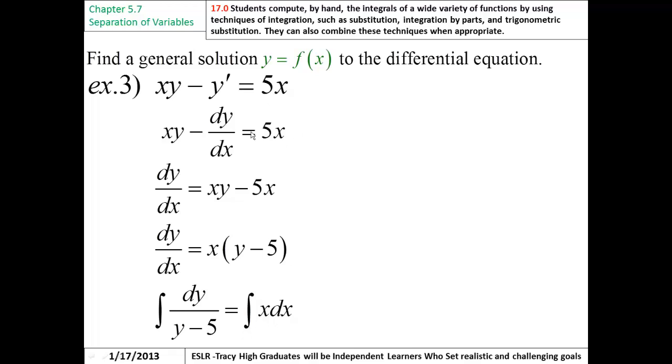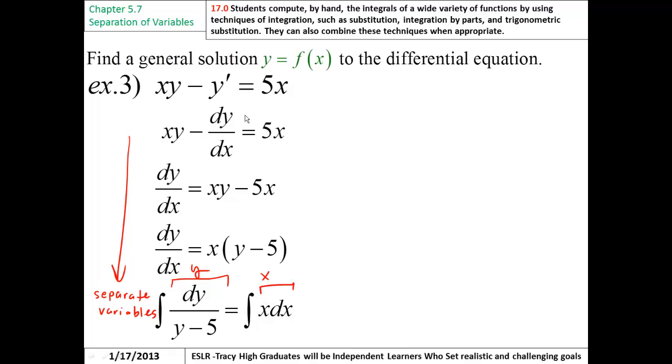And the whole purpose of all of this process going through here might have seemed kind of like, well, what are you doing? Why are you doing that? But the whole purpose is to try to get separate variables so that you have all y's here, both y's and dy's, and all x's there, because otherwise you can't integrate.